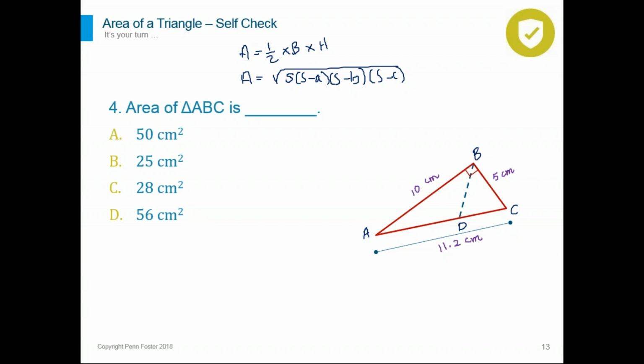Can you go with the easier, or you have to stick with the harder one because that's the only one that you can use in this question? And again, ABC is a right triangle. What do you think? What is the area in square centimeters for this triangle?